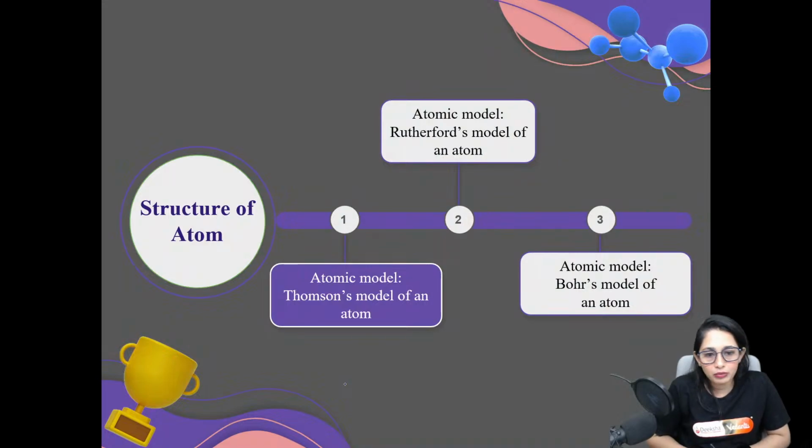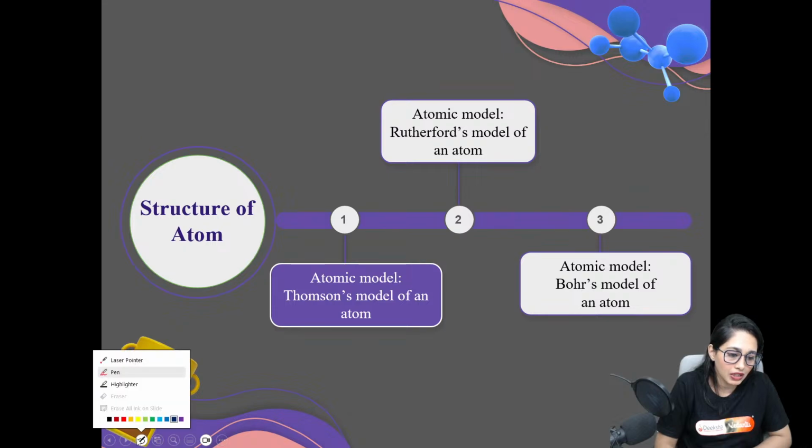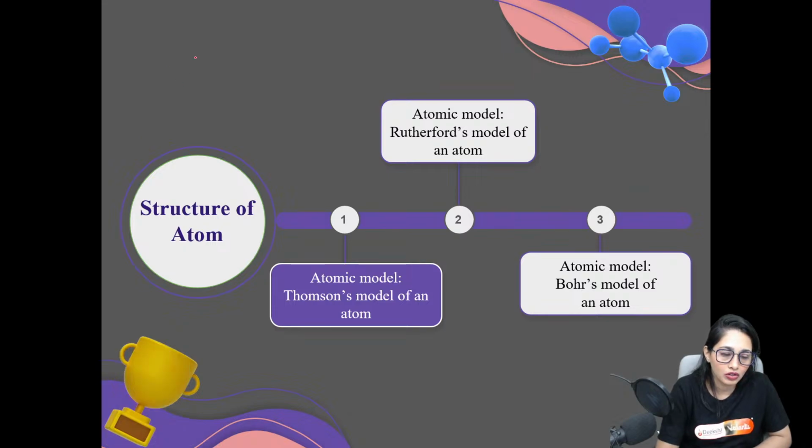Alright, now we'll move forward with the atomic models, Thomson's model of an atom. Next, we'll discuss Rutherford's model of an atom and Bohr's model of an atom. What do they have to say about all these things? Let's see. Okay, so we'll take a 5 minute break before that. We'll be back in 5 minutes. Alright.